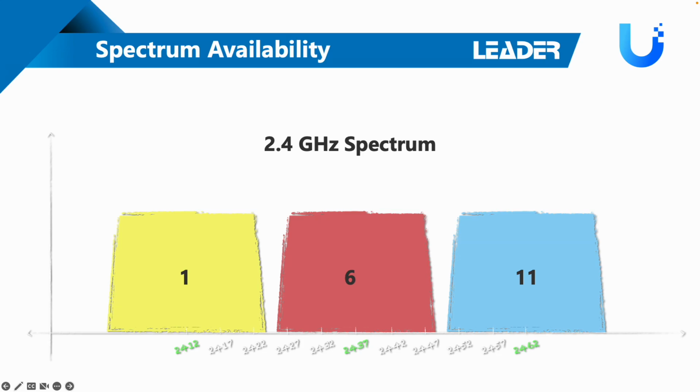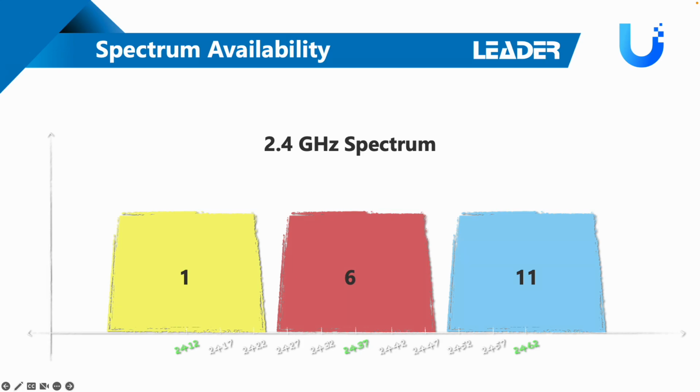It's not the only channels that we are allowed to operate in. We can operate in the 5 gigahertz range, and recently we can actually start operating in the 6 gigahertz range as well.